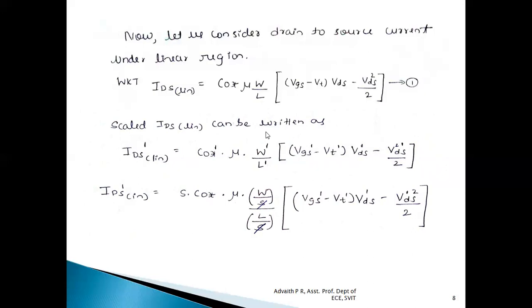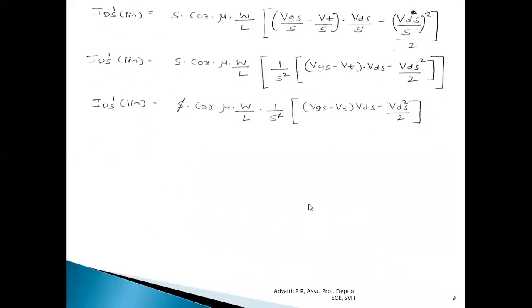So what we have done is we have considered the scaled drain to source current. Now IDS dash linear can be written as, in place of COX dash, I can represent it as S into COX, because COX dash is equal to S into COX, where S is nothing but scaling factor, COX is nothing but gate oxide capacitance, into mu, into, in place of W dash, I can write it as W divided by S. In place of L dash, I can represent it as L divided by S. I'll represent the same equation even here. S and S gets cancelled, and we will be arriving at this particular equation.